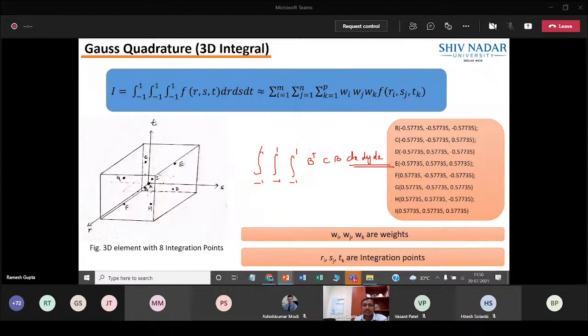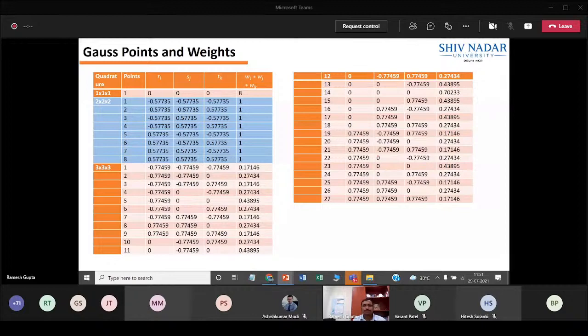So this is also again represented by evaluating the function at certain points. You don't need to do all this triple integral. Rather, you will evaluate the function like this and multiply with weights in each direction, and then you will add up; the summation will give you the required value. It is just like the stiffness of the element.